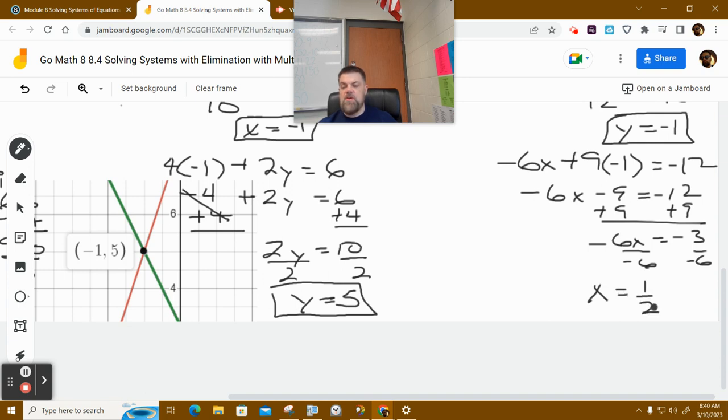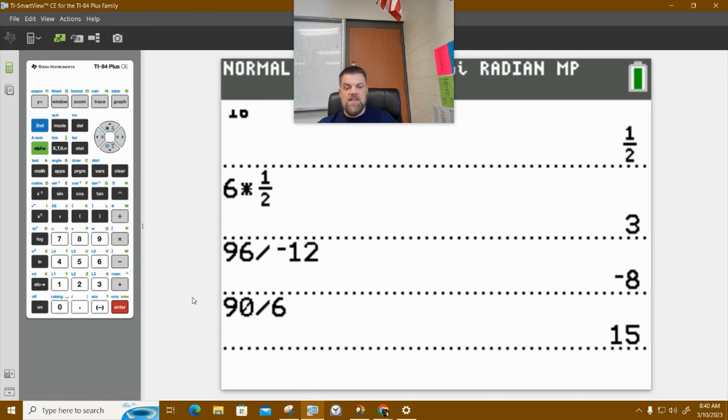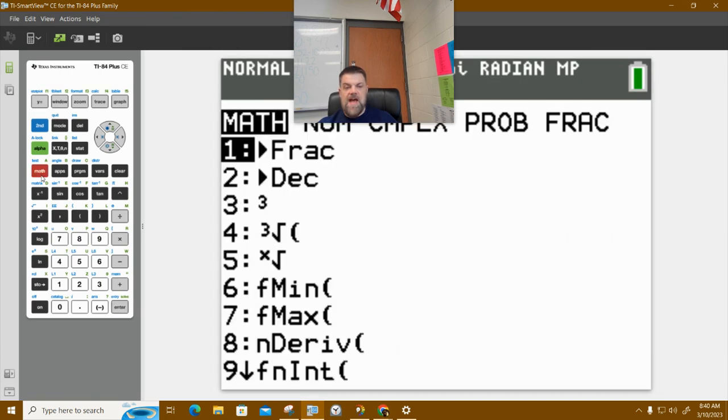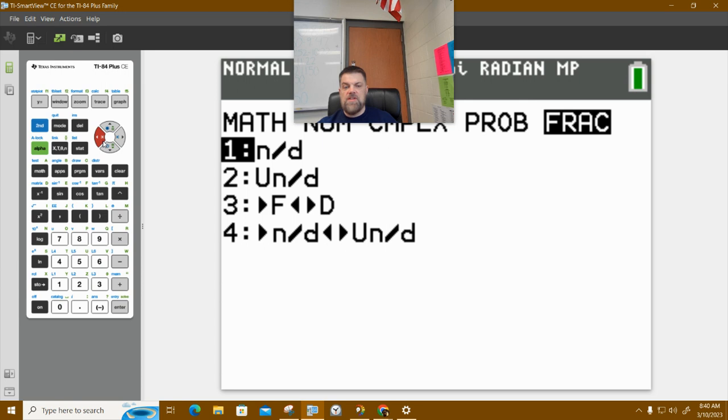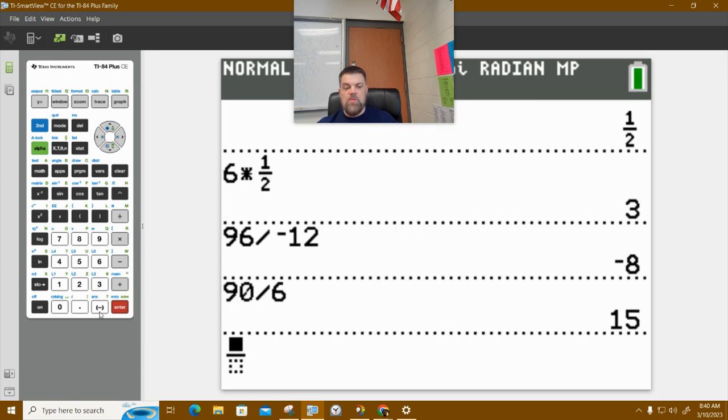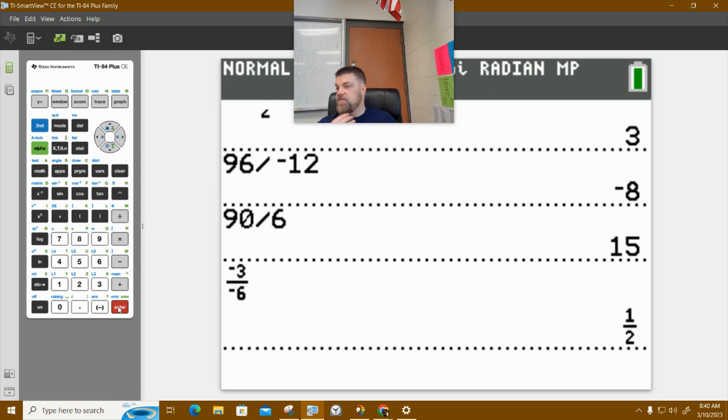It's 1/2. Now, if you don't know that, anytime you have a fraction, just plug it into the calculator. If you hit math, slide over to the fraction thing, and you put it in exactly how it is, negative 3 over negative 6. First of all, the negatives will cancel. A negative divided by a negative is a positive. If you divide the top by 3, you get 1. If you divide the bottom by 3, you get 2. In other words, it reduces down to 1/2.